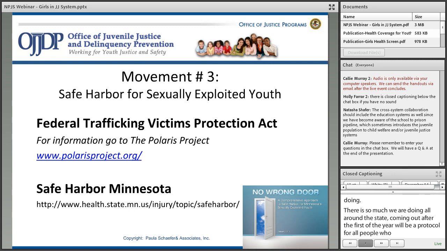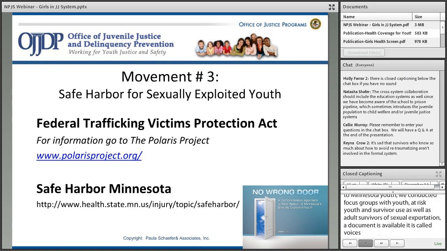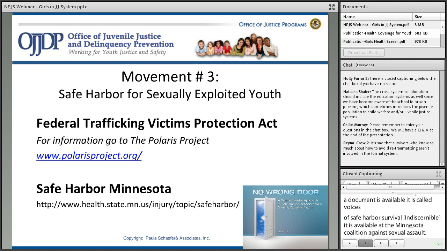The other thing I want to mention here is that as a part of the response to Minnesota youth, we conducted focus groups with at-risk youth and survivor youth, as well as adult survivors of sexual exploitation. A document is available called Voices of Safe Harbor, Survivor and Youth Input for Minnesota Model Protocol on Sexual Exploitation, Sex Trafficking of Youth. It's available at the Minnesota Coalition Against Sexual Assault, sometime this week. That website is mncasa.org, and you will hear the voices of youth saying how we all need to understand the sexual exploitation of youth based on their reality, and what we need to do in terms of a better response in whatever systems and service delivery areas we are in.